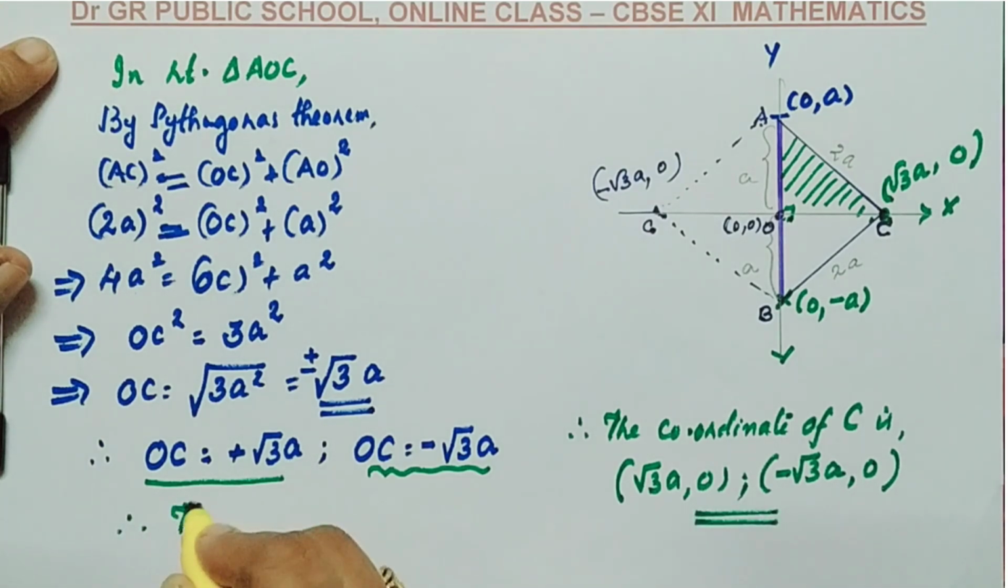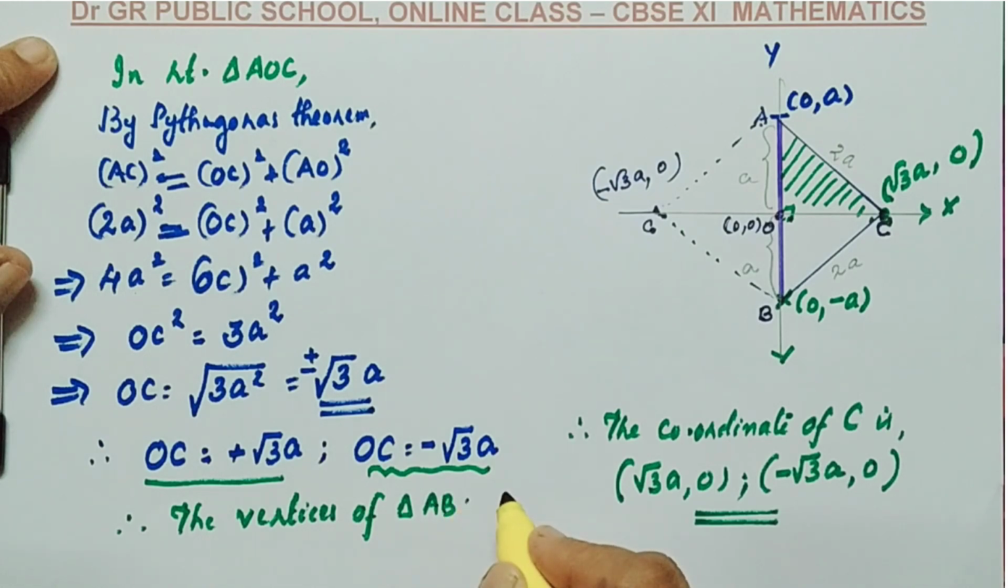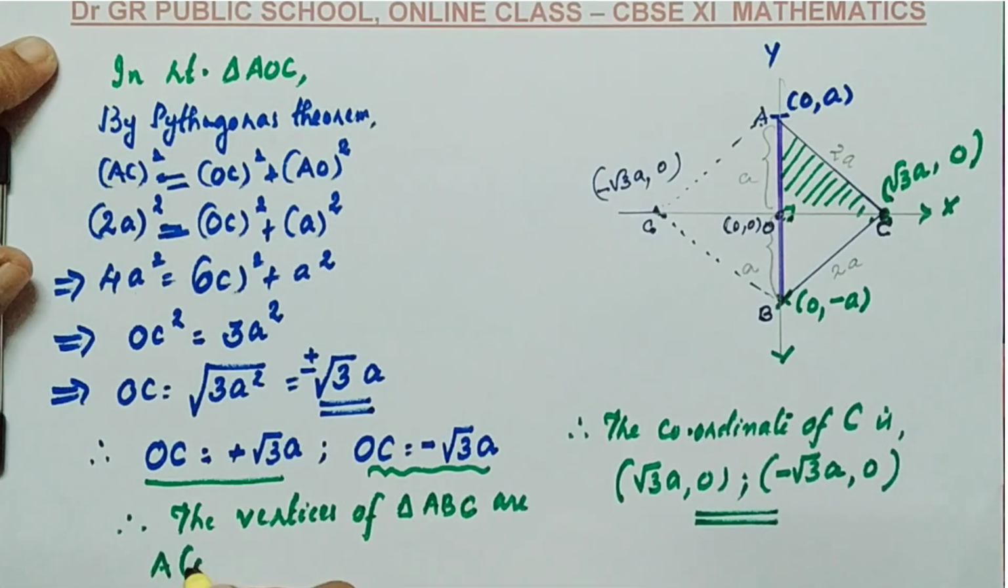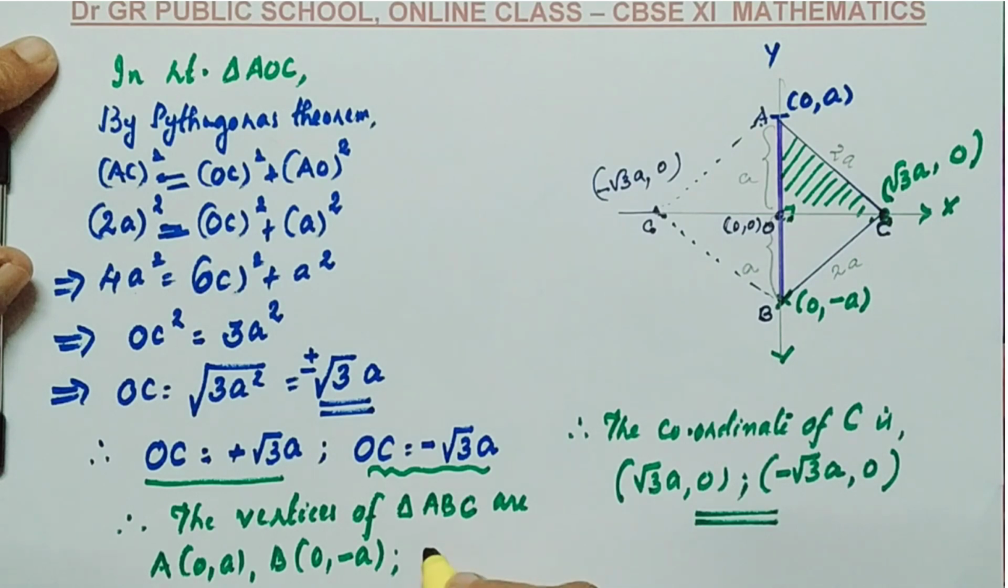Therefore, you are asked to find the vertices of the triangle. Therefore the vertices of triangle ABC are: what about the vertex A? (0, a). The vertex B is (0, minus a), and the last vertex, applying Pythagoras theorem, is obtained for us as C equals plus or minus root 3a, 0.